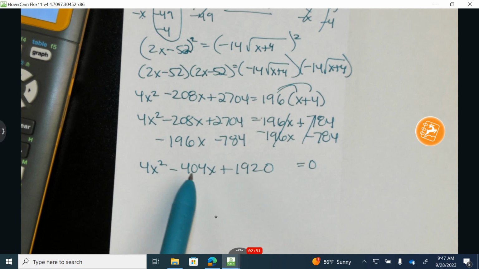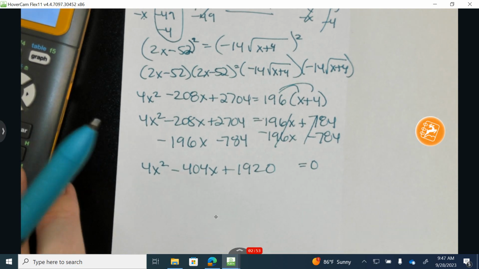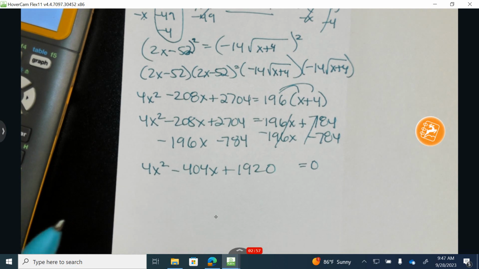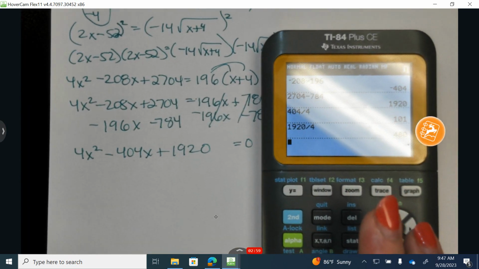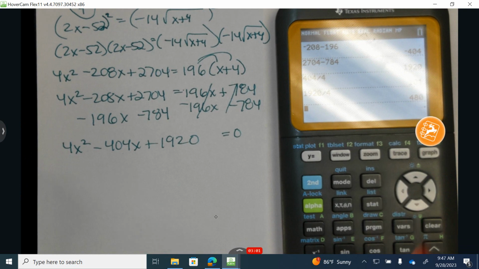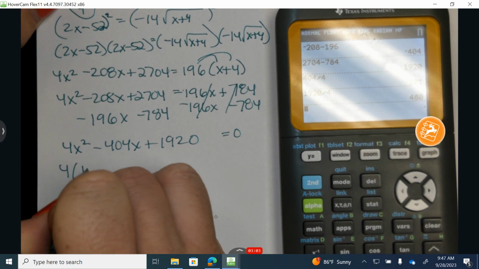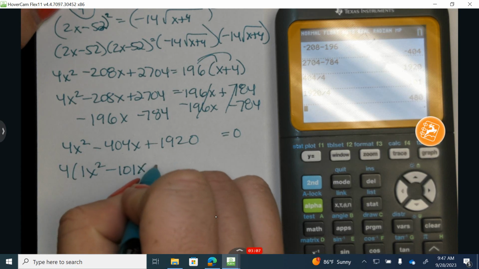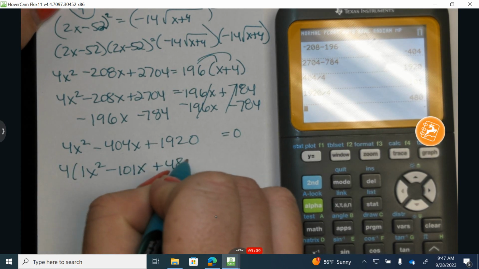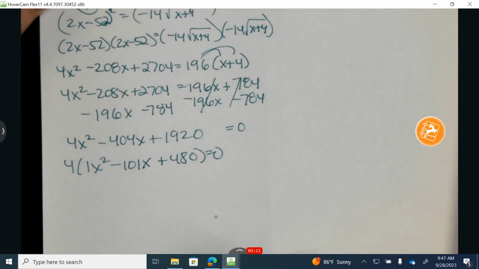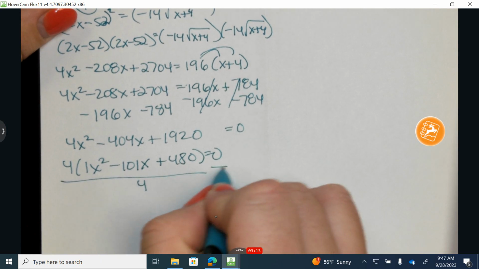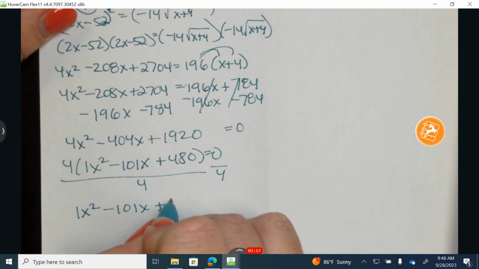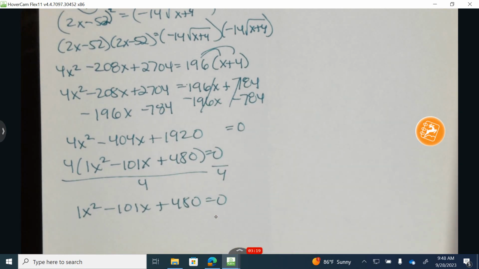Way too large. I want to see if each of these is divisible by 4. So 404 is obviously divisible by 4, and 1920 is also divisible by 4. So I'm going to use this information here. You can see this off to the side here. So I factor out a 4 to get 1x squared minus 101x plus 480. When I divide both sides by 4, it doesn't change anything. So 1x squared minus 101x plus 480 equals 0.